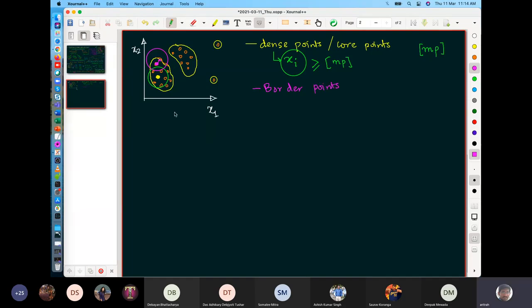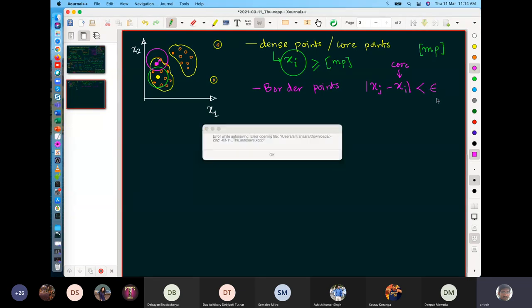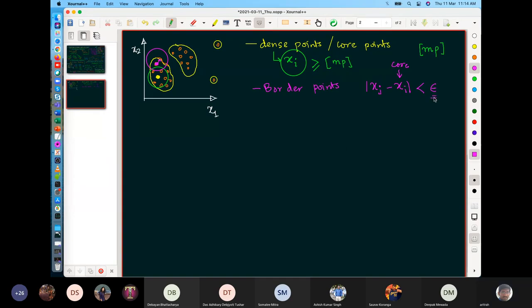So border points are those points from which any core or dense point is within a particular boundary or threshold. Border points are those points. So suppose xj is a border point and xi, I know that xi is a core point. So it is within some threshold that is also predefined. So this is predefined and this is also predefined. Now I call these points my border points.